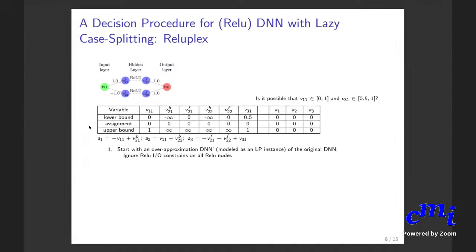Okay, now, this is a notation that is used to express an LP instance. Do you have any questions about this? Do you guys understand this particular thing?